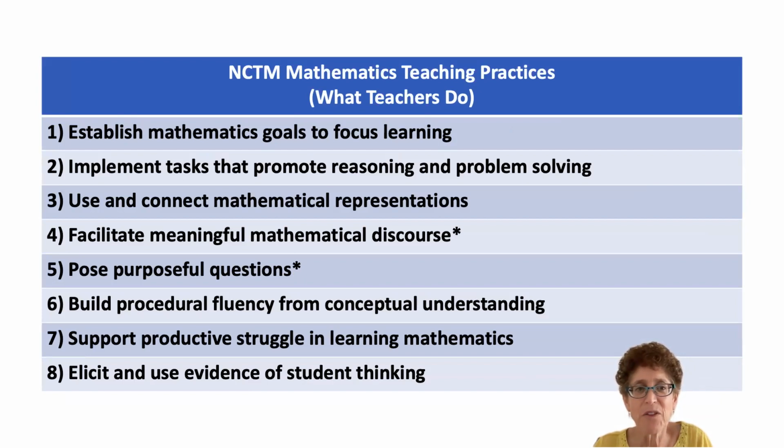meaningful mathematical discourse. You can get kids to talk about the math and pose purposeful questions is number 5. 6, build procedural fluency so kids are quick and they can be automatic, but they do it from conceptual understanding. They need to know the concepts first. 7, support productive struggle. Don't let kids get frustrated, but help them persevere in learning math. And 8, elicit and use evidence of student reasoning.